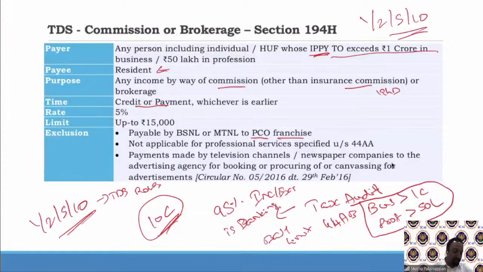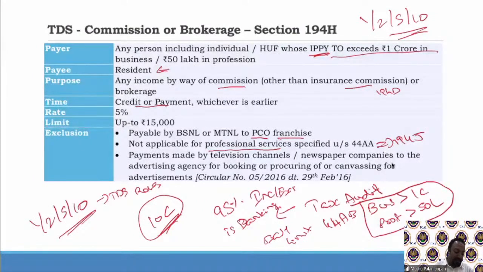And the next one is, of course, it is not applicable for professional services specified in 44A. Why? The most preferred question to me is always this why, because only that will give you an understanding of what you're actually studying. So why are you excluding professional services? Because you have a separate section 194J. Since there is a separate section, you are not covering it under this section.